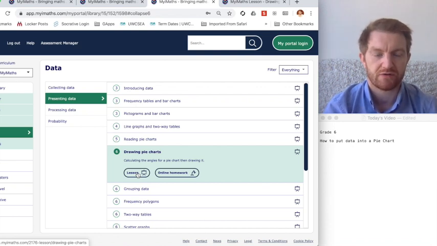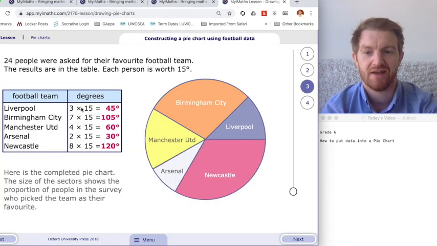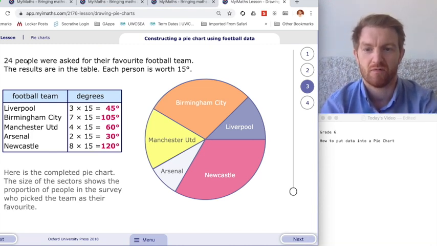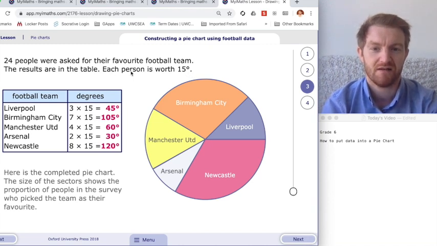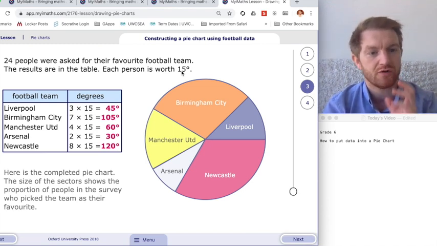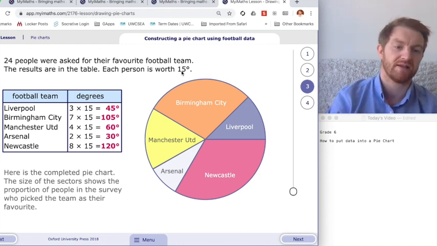Hopefully you will be able to have a go at some of these. I've got 5 for you to try, a couple for you to read, a couple for you to draw. Remember, the most important thing, whether you're reading a pie chart or drawing a pie chart, I cannot stress this enough, is working out how many degrees per person. Here, 24 people were asked for their favourite football team. Each person is worth 15 degrees. Okay, that is the most important thing. Once you know that information, you can use that to answer every single part of a pie chart question, whether it's reading or writing a pie chart yourself.